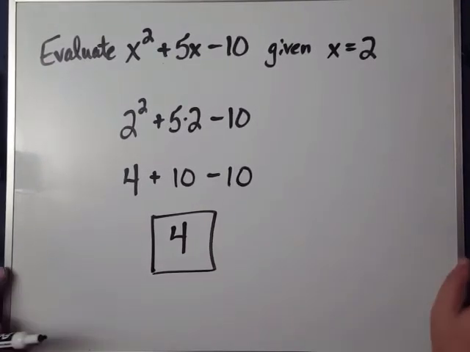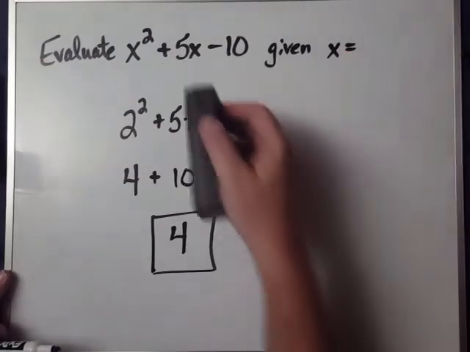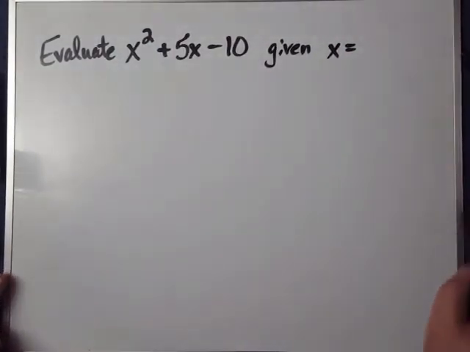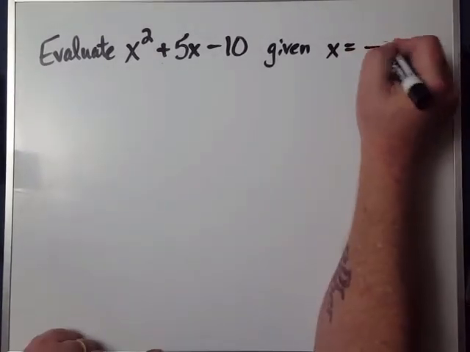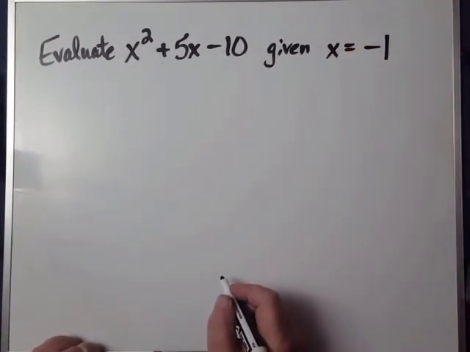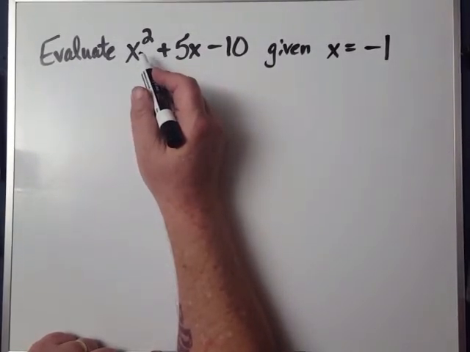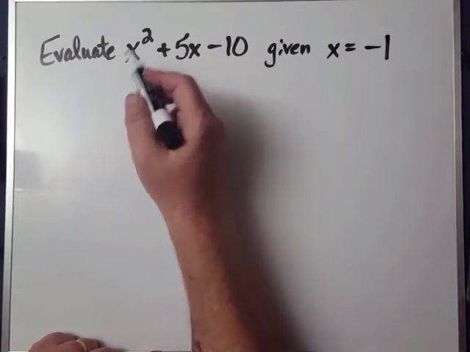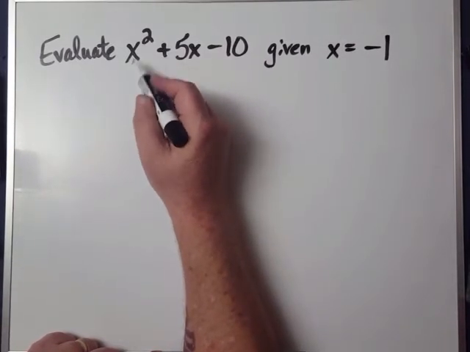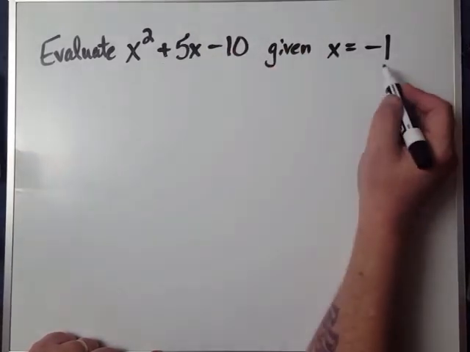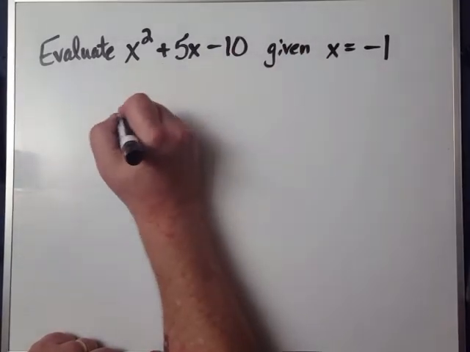Let's do part B. Same problem, but this time, let x equal negative 1. When x is negative 1, now think about this. This is going to trip a lot of people up if they're not paying attention. What's being squared in my polynomial? That x. I'm replacing x with negative 1.